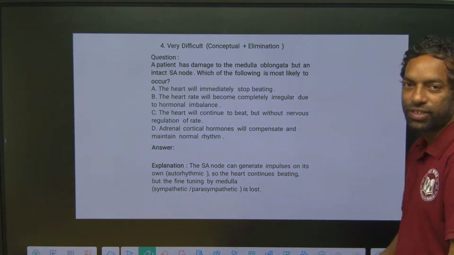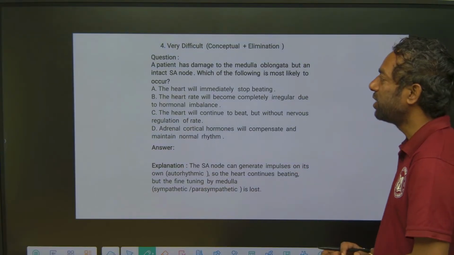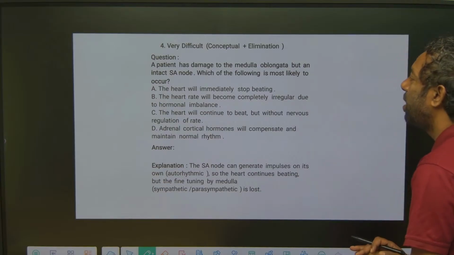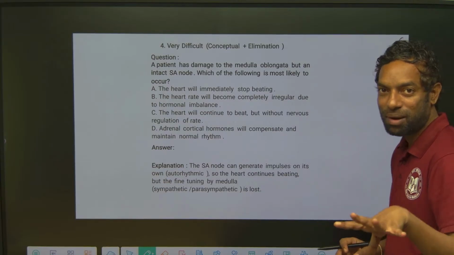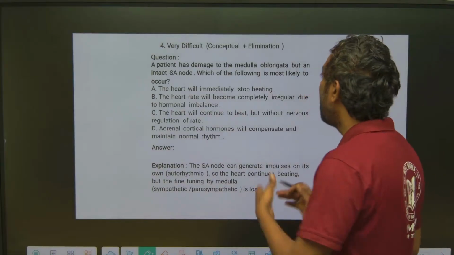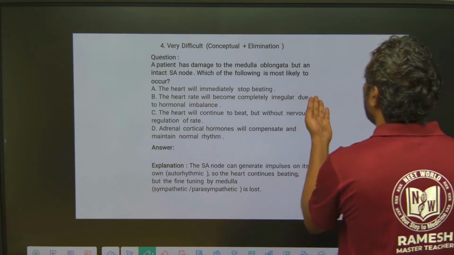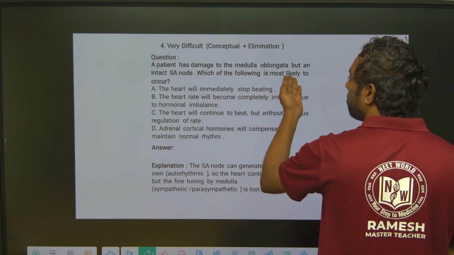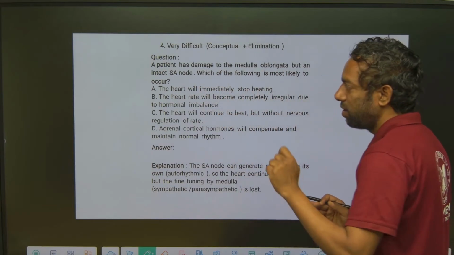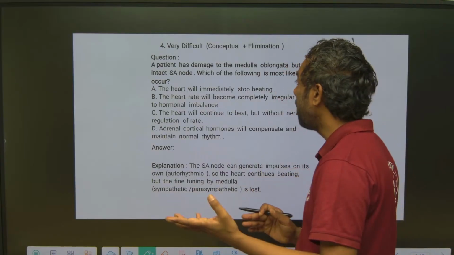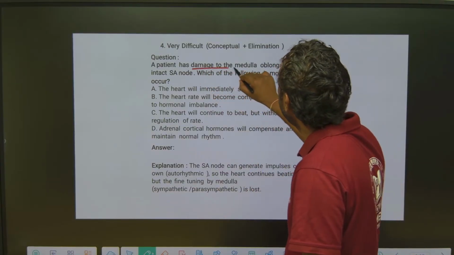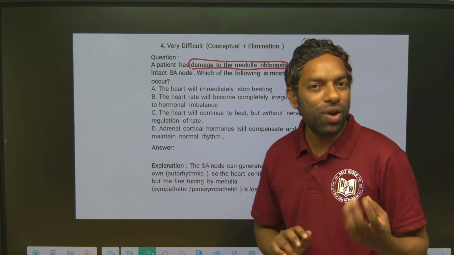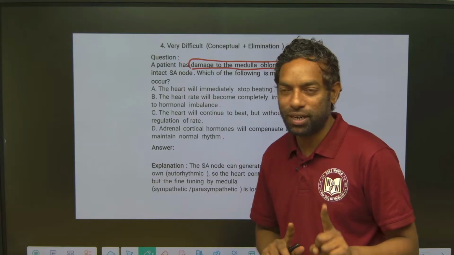This is a very difficult question. A patient has damage to the medulla oblongata. As we discussed, the medulla oblongata can regulate heart rate, and with an intact SA node, which of the following is most likely to occur? What happens if the medulla oblongata is damaged? This is a very difficult question for you guys.